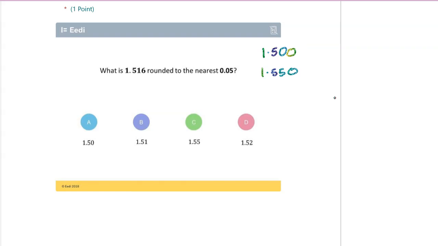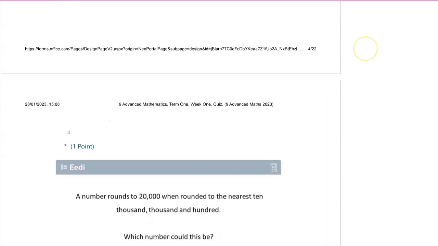this 516 is much closer to 500 than 550, and definitely the 6. Sorry, I was rounding to too many decimal places there. Yeah, rounding it to the nearest 0.05. 516, that's going to tell me, well, it's much closer to the 500 than the 550, so it must be 1.50 to the nearest 0.05. Definitely closer to 1.50 than to 1.55. It's a little bit trickier when you're not rounding to the nearest decimal place, but they're telling you to round to the nearest 0.05.